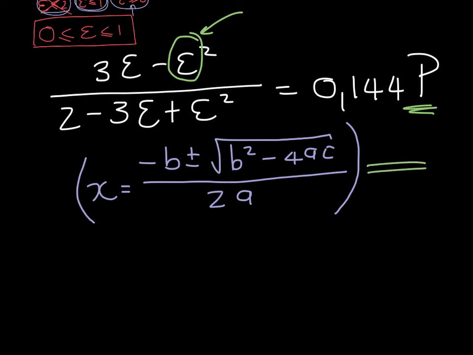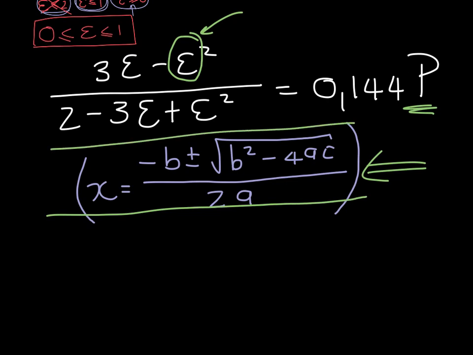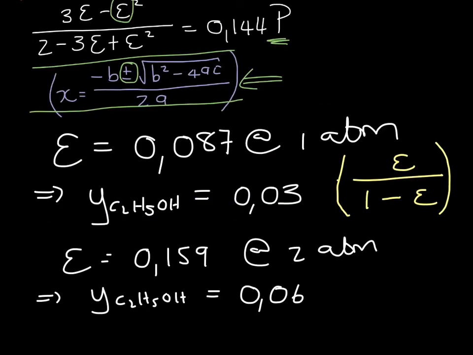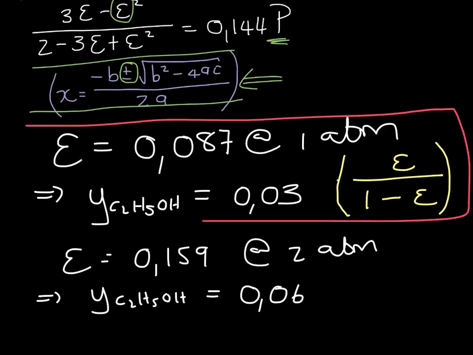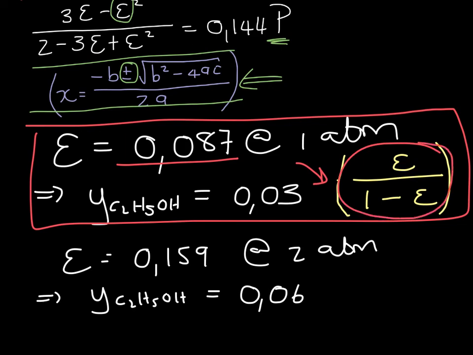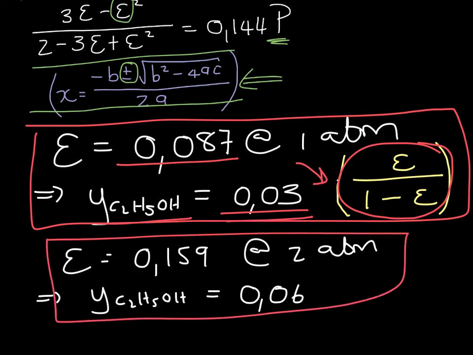If you're old-fashioned like me, you can use this well-known expression that's used for solving quadratic equations, and this will give me the two solutions. At 1 atmosphere, we can calculate the value for epsilon. It's a very low reaction coordinate, and substitute it into our expression for the mole fractions in terms of epsilon from our stoichiometric table. We can obtain a very low mole fraction for ethanol. At 2 atmospheres, by applying the same approach, we see an increase in the conversion or the reaction extent with an increase in the mole fraction of our product.